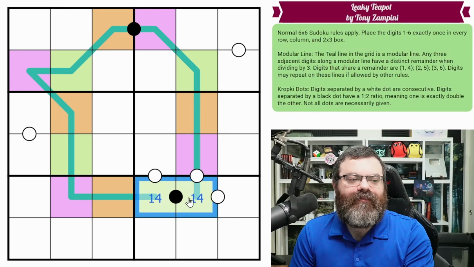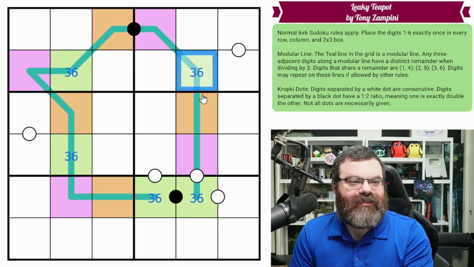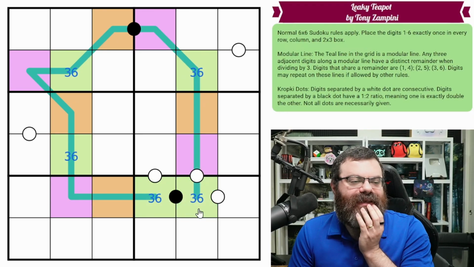If it was 1-4, that does not have a 1 to 2 ratio. If it was 2-5, that doesn't either. So this has to be 3-6. So we know that all the greens are 3-6. Now this is where I made a mistake yesterday. So my solve path so far is exactly the same.